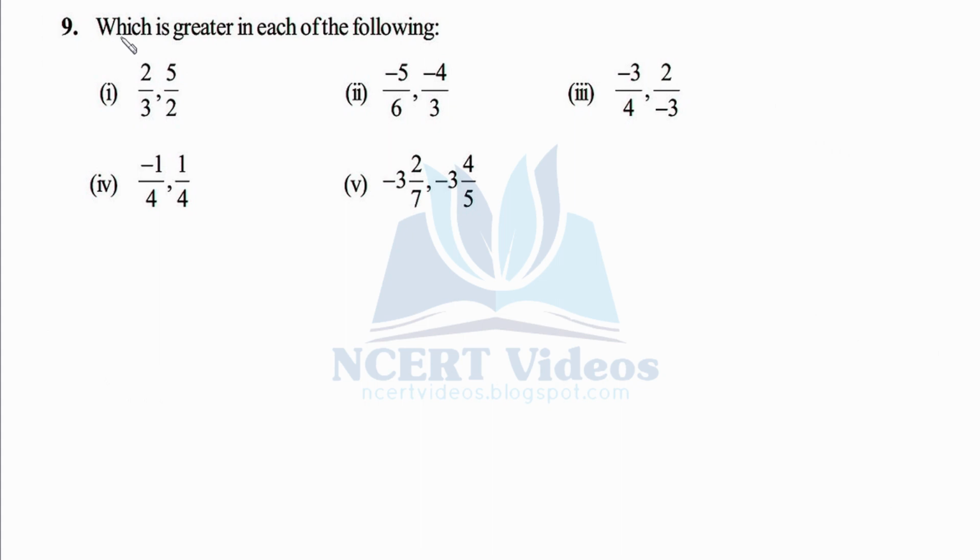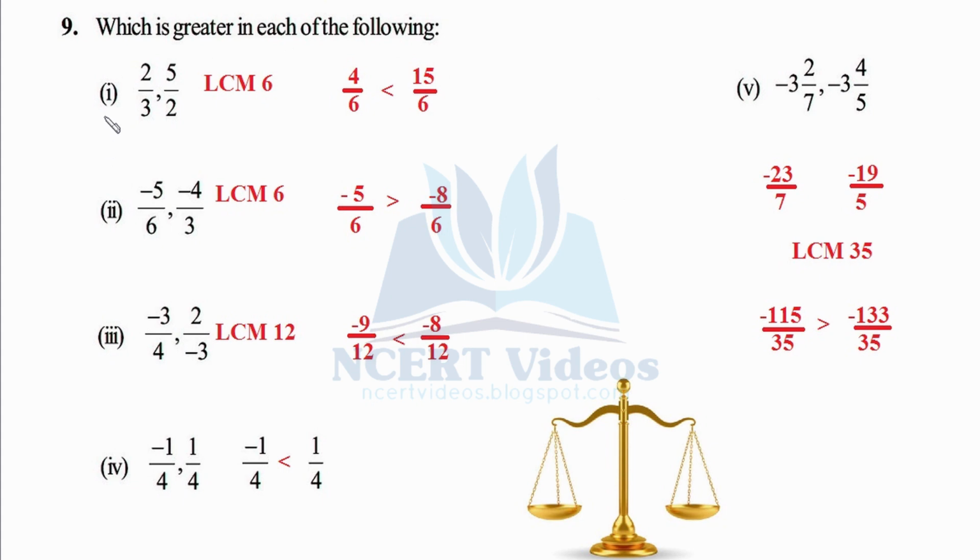Question number 9. Which is greater in each of the following? Again, you have to compare them. This is very similar to the previous question. First of all, same sign, different denominators, taking LCM. 6 is LCM, 3 2s are 6, 2 2s are 4, 2 3s are 6, 3 5s are 15, 15 is greater, therefore you can compare it very well, opening these braces towards the greater number.